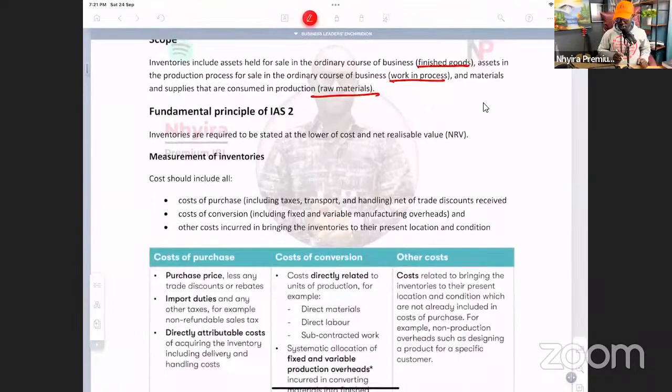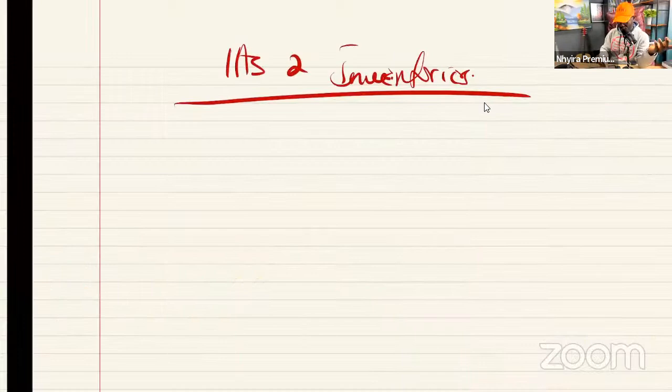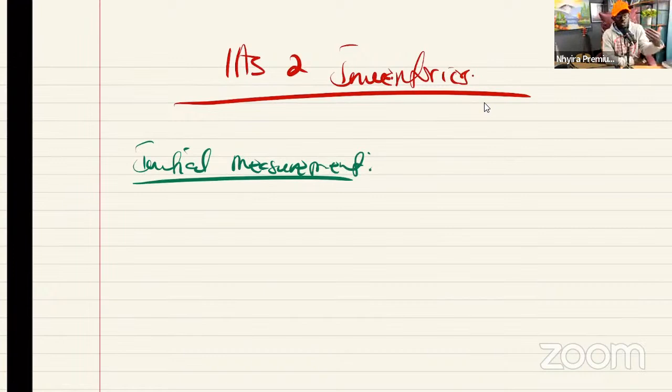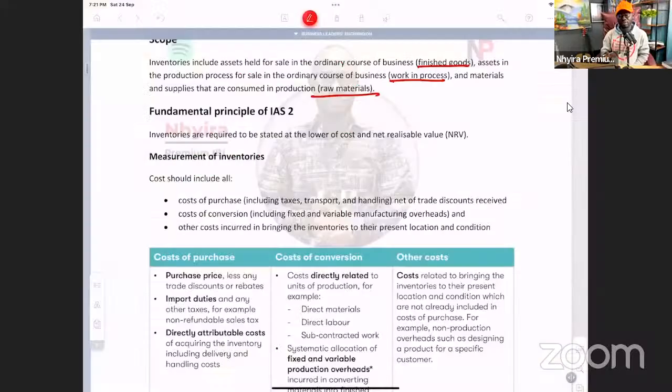So let's look at it generally. What are some of the initial costs? What constitutes the initial cost of an inventory? And so that is where we get into what we call initial measurement. Initial measurement. What constitutes the initial cost of an inventory? Stay with me carefully here.